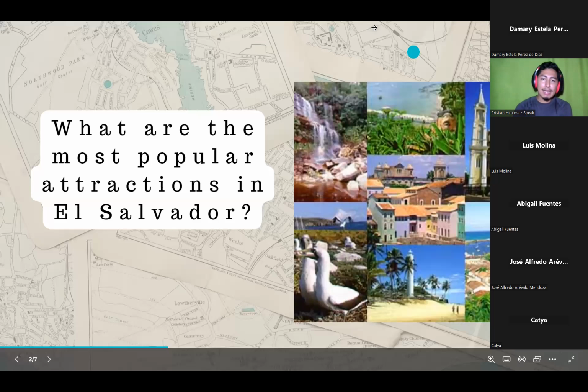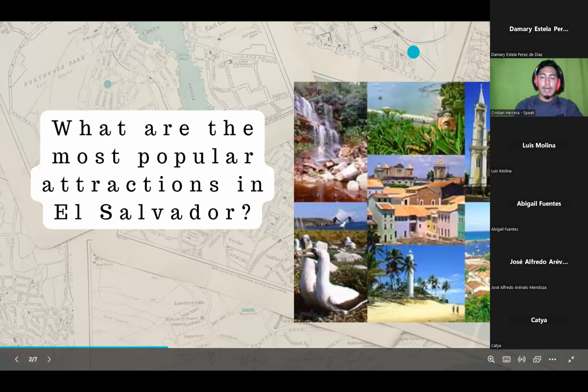Well, let's continue right now, and I want to hear Damari. Damari, what are the most beautiful attractions in El Salvador? Okay, teacher. For me, the most popular attractions are the Santa Ana volcano and also El Pital, because they are places with good weather. In my case, I love mountainous places because I enjoy nature.